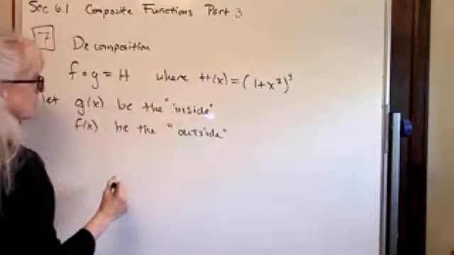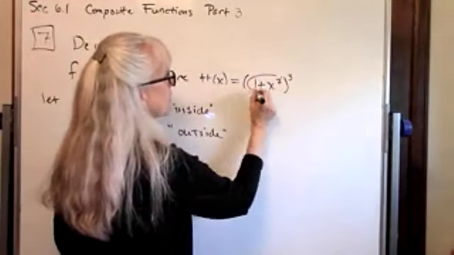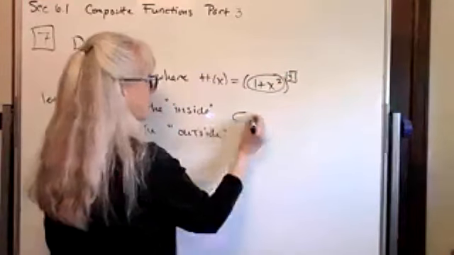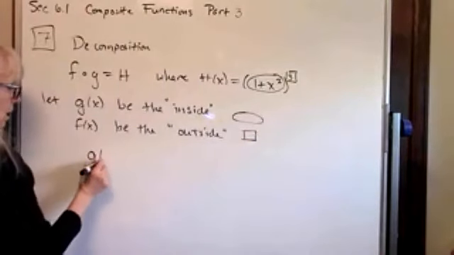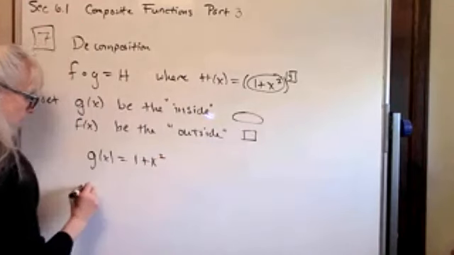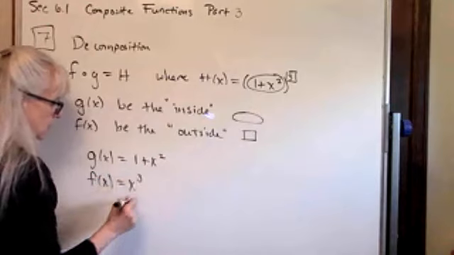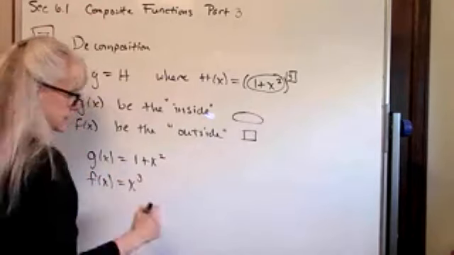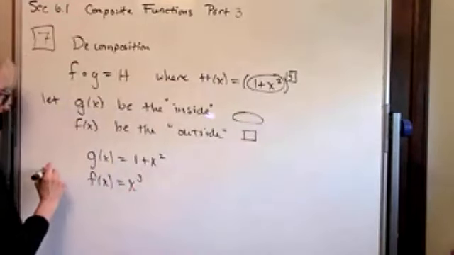So what does that mean for us? Well, when we take a look at what H of X is, we can clearly see that we have an inside and we have an outside. So my inside and my outside. So we're going to come in and let G of X be the 1 plus X squared. We're going to let F of X be the X to the third. Since we have to have something to plug into, we have to have a placeholder, we'll use that X. The cube is coming from that outside. So what should happen, this is my answer, I'm done.